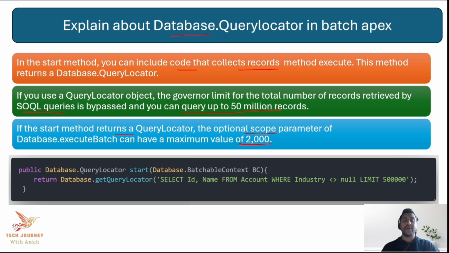These are the three key points that you should be answering whenever anyone asks you about the Database.QueryLocator. And if they ask you to write down the syntax, this is how it will look. You have the Database.QueryLocator as the return type in the start method. And how to return those records? For that, we have to execute the method Database.getQueryLocator. Okay, and here you can fetch up to 50 million records.